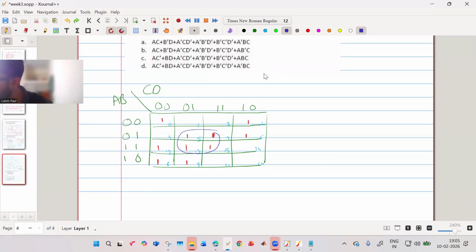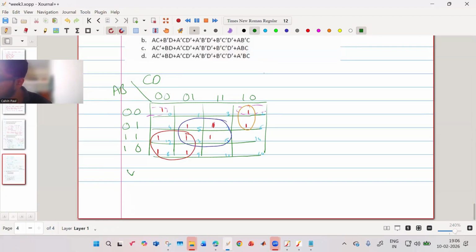With that, let us do one by one. Let us make it more sensible. So this is one came up, right? This is another came up. This is another came up, and this is another came up. So the output Y is equal to, for the red one, A and C bar.